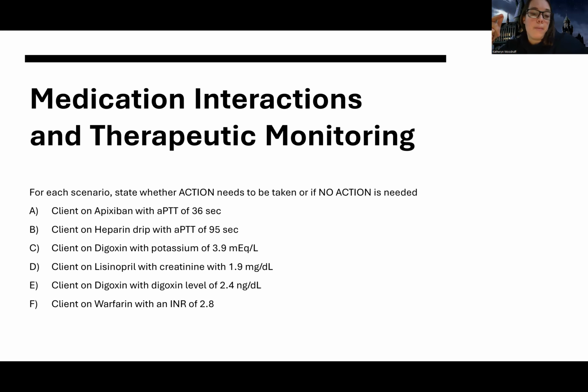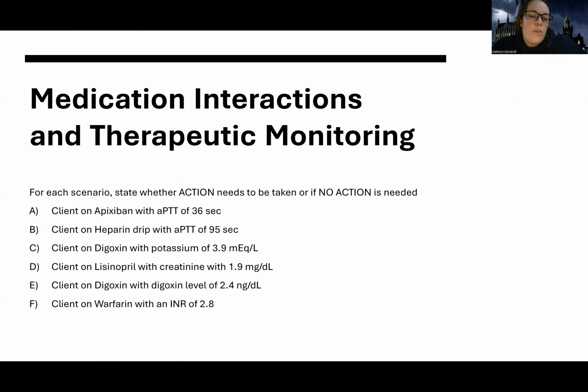Client on apixaban with an APTT of 36 seconds. Apixaban is a new age oral anticoagulant. The one thing I remember about those is they normally don't have any therapeutic monitoring. So with this APTT of 36 seconds, I don't need to do anything, because there's nothing the APTT can tell me about how the apixaban is doing. It's irrelevant or unnecessary to look at this. So no action for A.